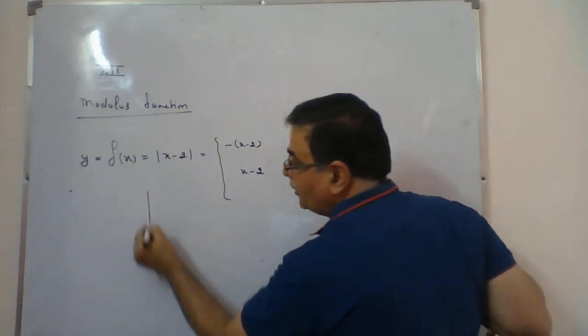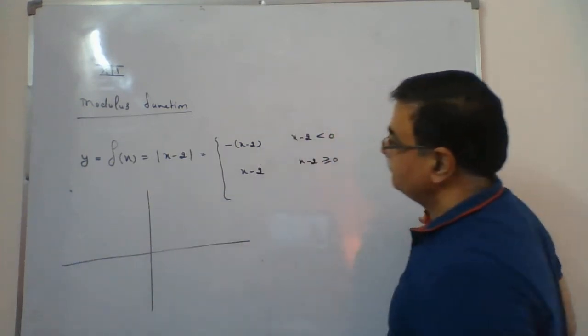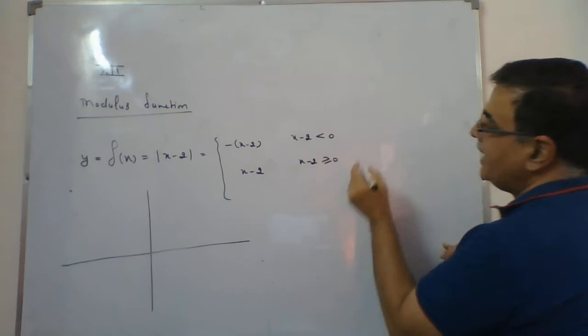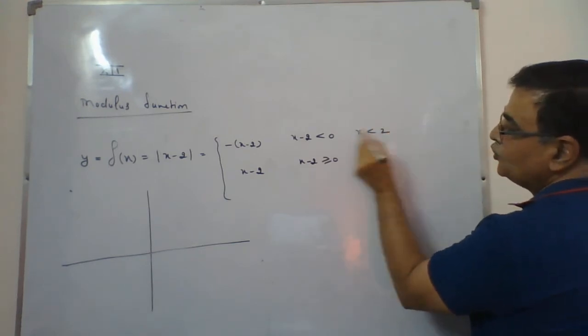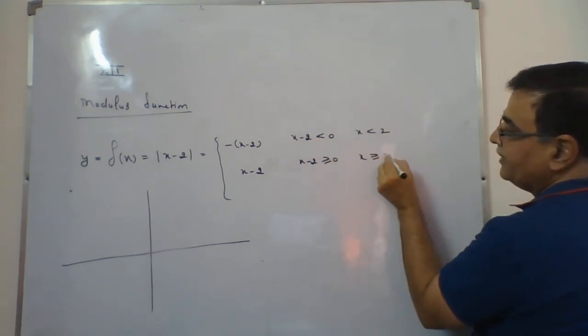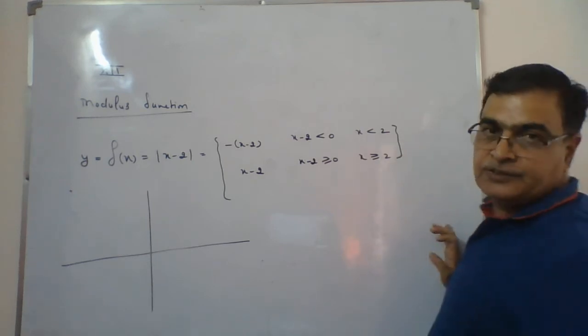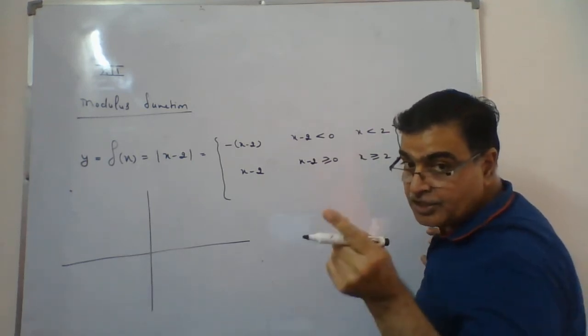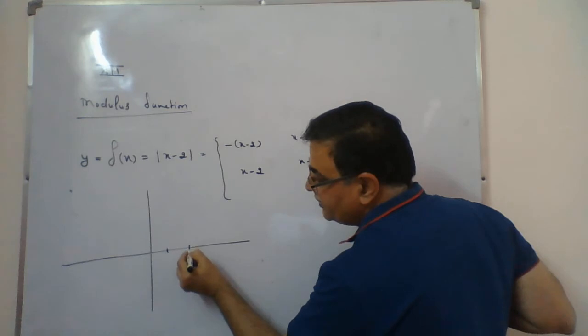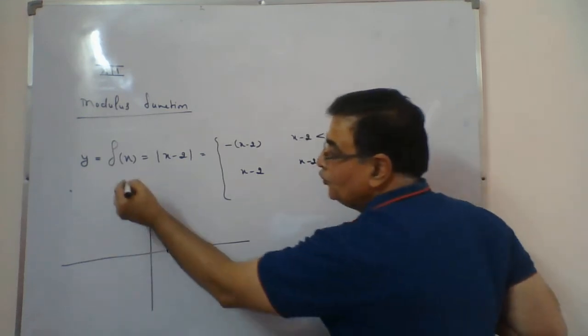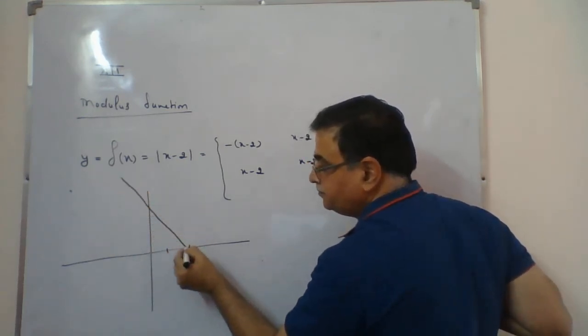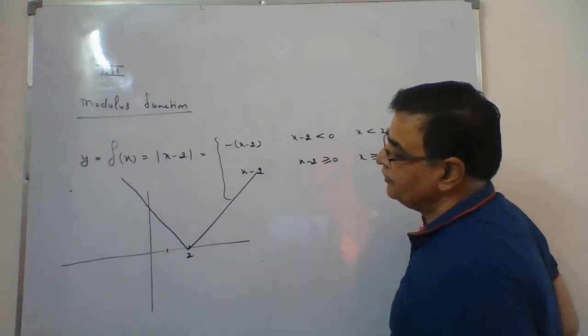And when you plot this curve, this is changing at 2. x is less than 2, you can write for it. It is x is greater than or equal to 2. So where is it changing its value? At 2 it is changing its value. So it is 1 and it is 2. So at 2 you will be having your V. So the curve comes out to be this way.